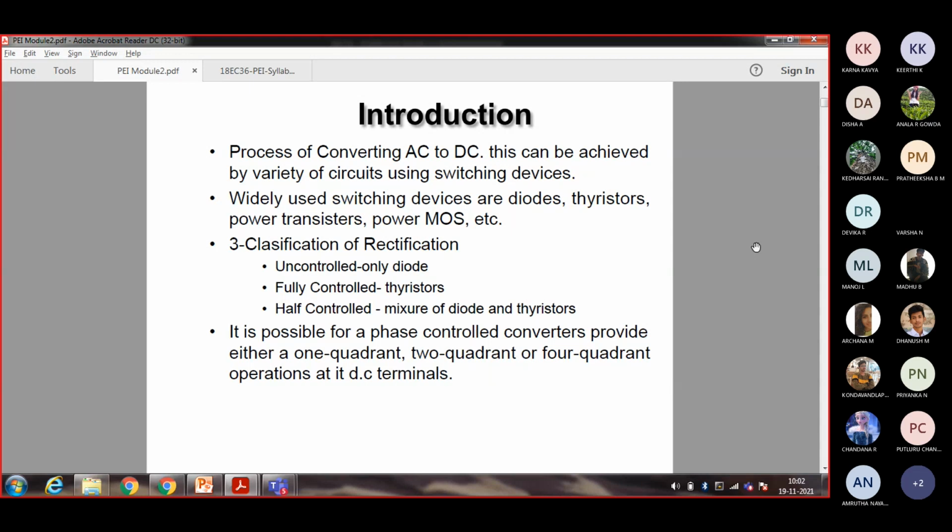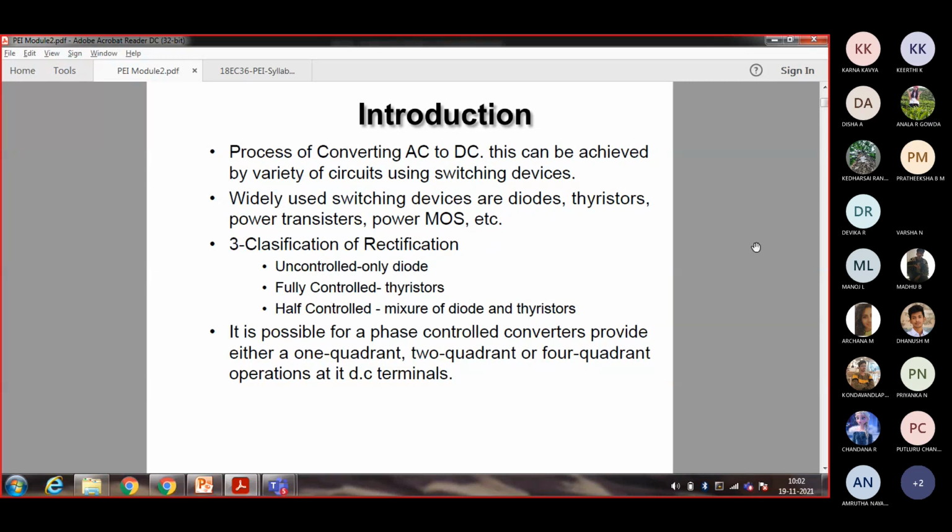Basically, we have three different classifications of rectifier. First one is uncontrolled rectifier, second one is fully controlled rectifier, and the third one is half controlled rectifier. Uncontrolled rectifier uses only simple diodes, what we did in the lab, where we don't have the controlling. What do you mean by uncontrolled? In the sense, we will be having some ripple, some pulsating DC. So we will not have a fully 100% DC over there.